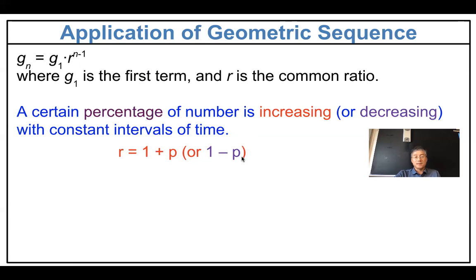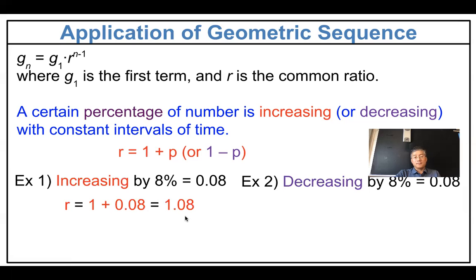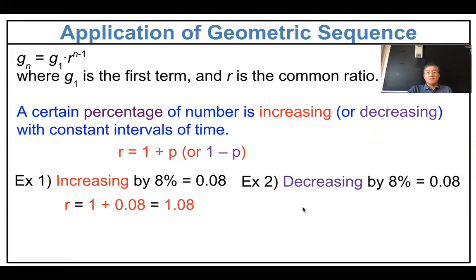So for example, if it is increasing by 8%, 8% means 0.08, right? How do you get the common ratio? If it is increasing, yes, 1 plus 0.08, which is 1.08. If it is decreasing, you subtract from 1. So it will be 0.92.